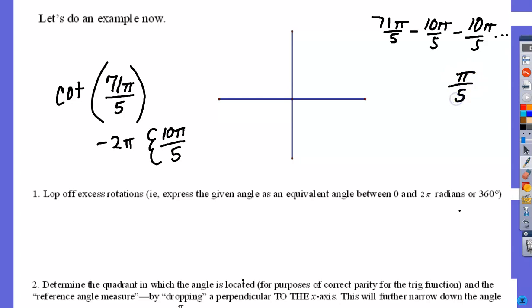Ooh, this is actually an easy question. We'll have to do 2 examples. I was able to take out 7 of these wraps. So that means this is the exact same thing as cotan of pi over 5.